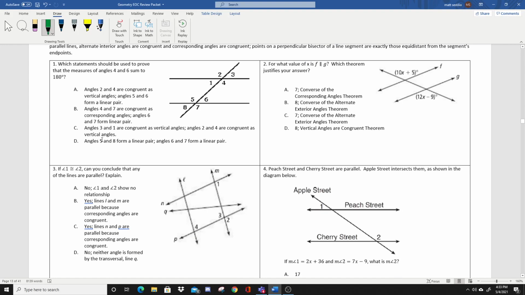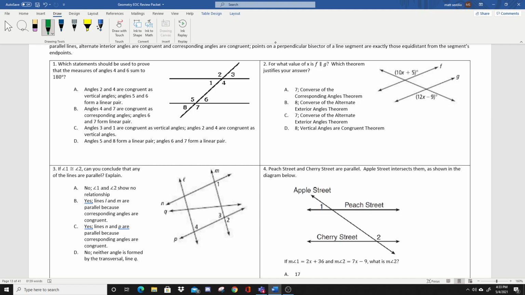Here we have all of our alternate interior, alternate exterior, same side interior, all those kinds of fun problems. Number one is probably the most confusing of all of them, because if you read A, B, C, and D, they all say something true. But it says, which statements should you use to prove that 4 is the same as 6?